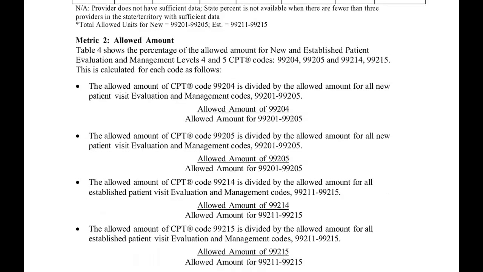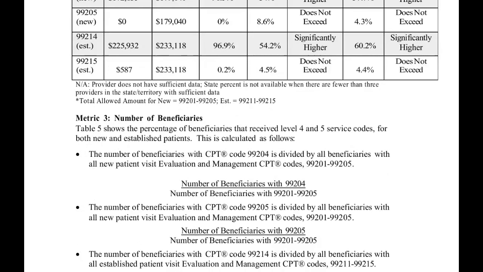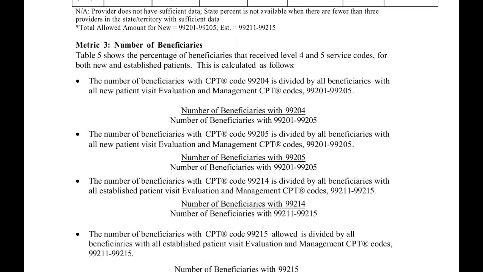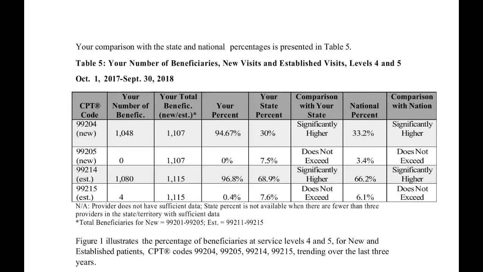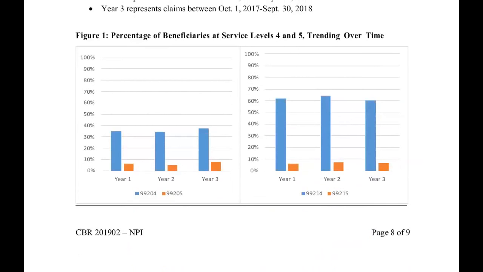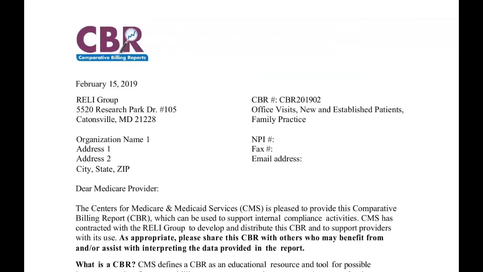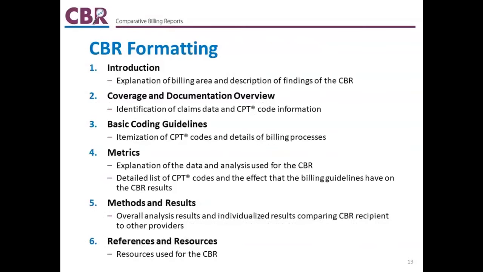You have metric 2. Again, it's followed by the table with the results. Metric number 3, the calculations are spelled out, and then you have the table with the results. And then there's a nice figure here with a trend over time. That's still part of that metric section. And then we have our references and resources. So again, we'll definitely go over some specific sections of that CBR, but I think it's a good idea to just take a look at the overall CBR, see what we're looking at.